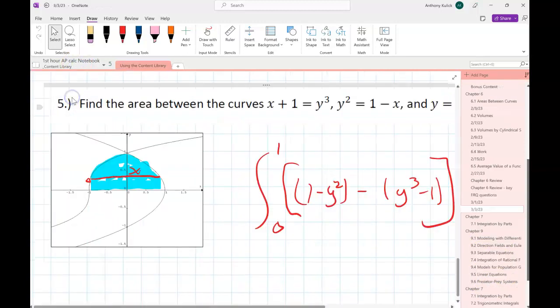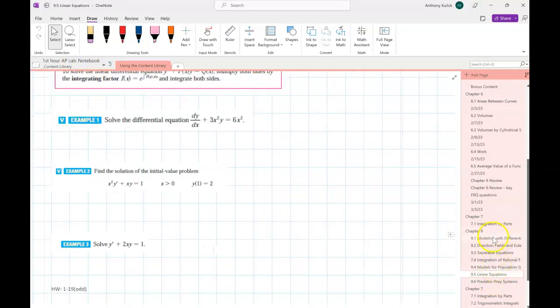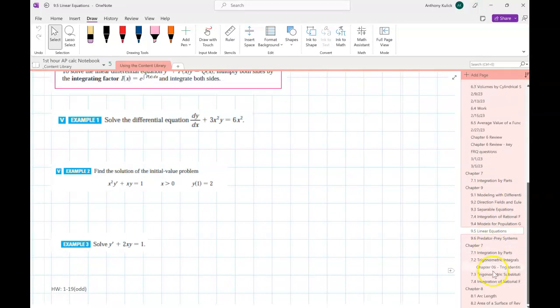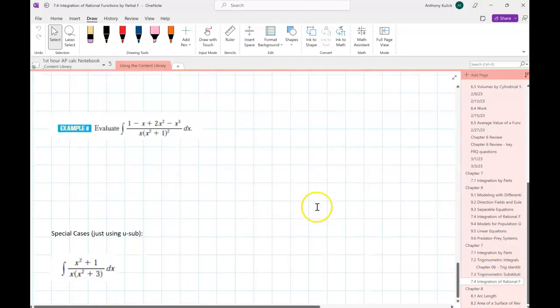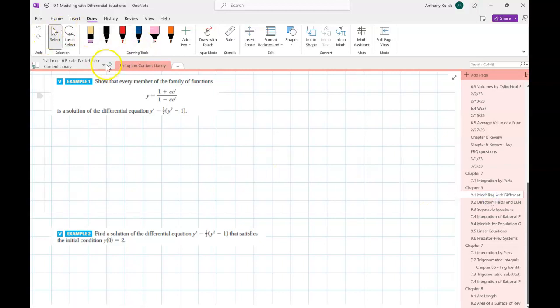I worked this out somewhere. It's probably still in the first hour one because that's where I was writing these. Yeah, so we'll do 9-1 through 9-5. We might do partial fractions here, but we might do it as part of one of these other things when it comes up organically. And we'll see what else we can squeeze in there. But that's the plan.